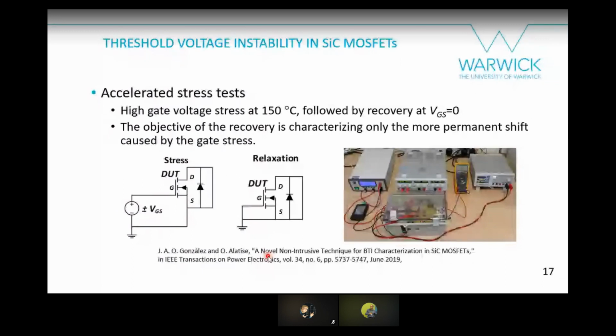So a way of testing BTI, and it's a test that is easy to do, and you can do that in your lab and check what's going on, is just to accelerate the stress test. Just applying a high gate voltage at high temperature, and then just apply a recovery. You just want to characterize the permanent shift if you want to see what happens. So you can apply positive and negative gate voltage. You short the drain and the source. And just with basic lab equipment, you can just stress the device.